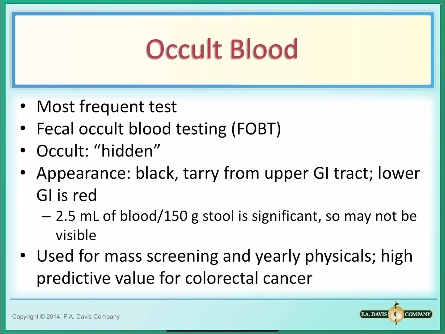Annual testing for occult blood has a high positive predictive value for detecting colorectal cancer in the early stages, and it is recommended by the American Cancer Society, particularly for people over 50 years of age. This test may also be performed to evaluate possible causes of unexplained anemia.